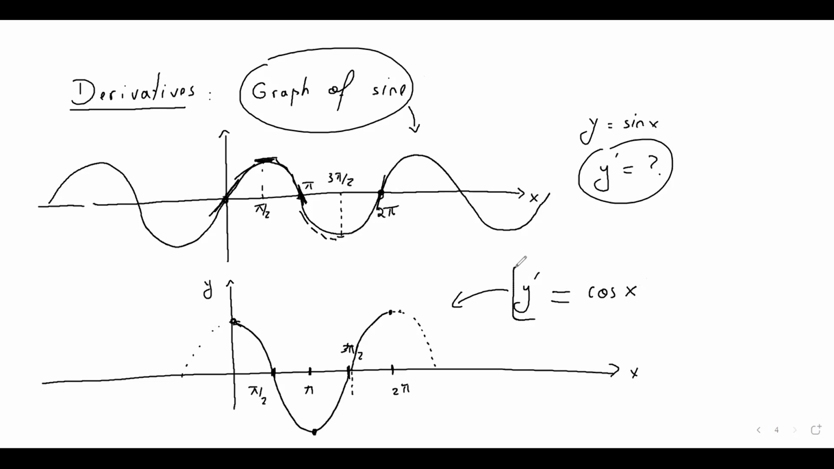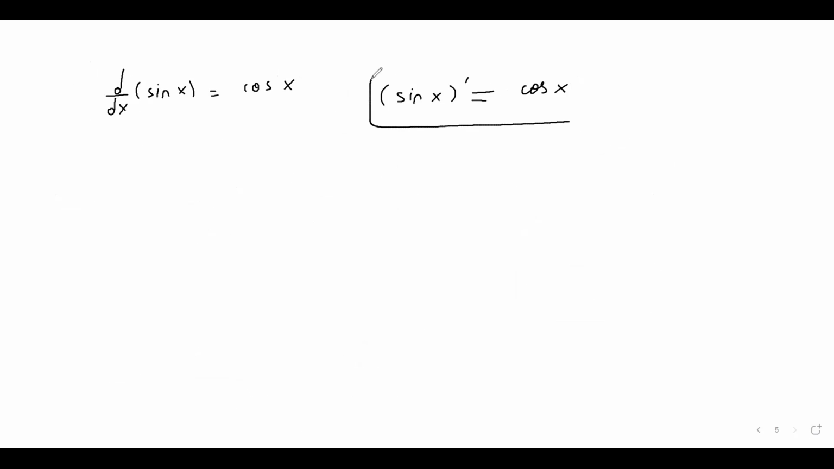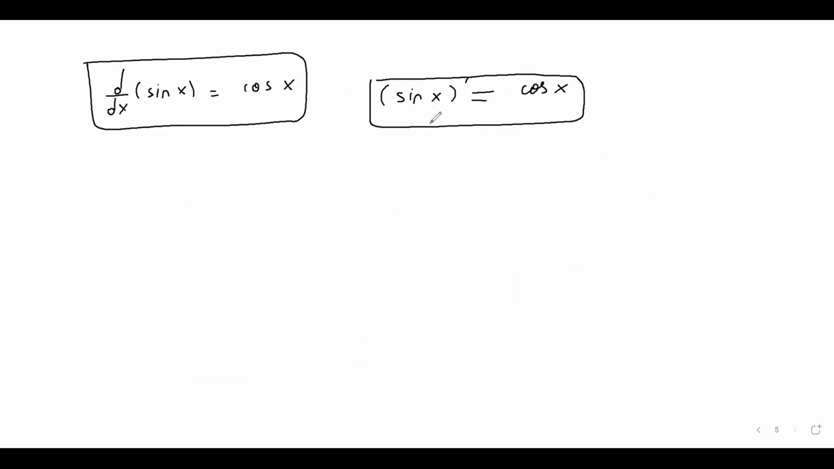So this is the first basic formula, and I will write it here. In the book, he says d over dx of sine x is equal to cosine x. And personally, I don't like to denote derivatives like this. What I would like to say is sine x prime is equal to cosine x. So this is a formula that I want you folks to remember either in this form or in this form.